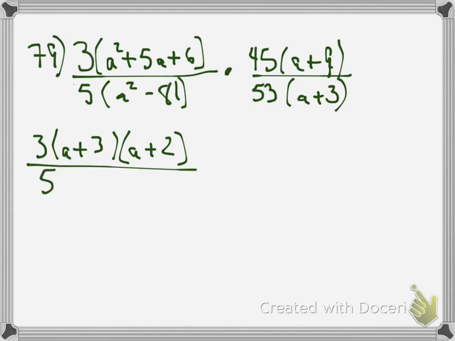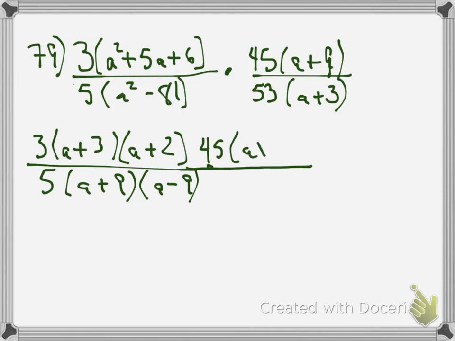When I see a squared minus a number, I see if I can take the square root of it, and the square root of 81 is 9, so that means it's plus minus 9. And then I can join the 45 and the a plus 9, the 53 and the a plus 3. Okay, I'm crossing out the a plus 3s and the a plus 9s. So now what can I do to simplify? Maybe by this point you would be able to tell that the answer is a plus 2 over a minus 9, and then figure out what the numbers are in front.